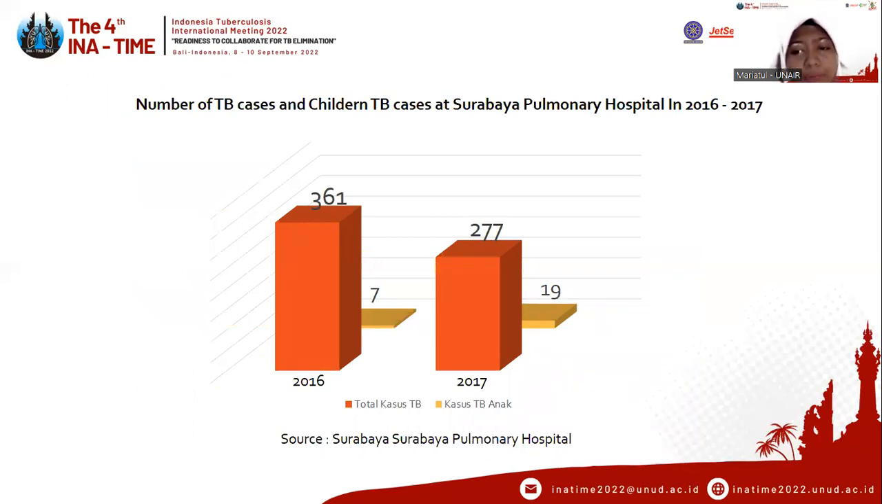As shown on the graphic, children TB cases are increasing in number and percentage. In 2016, there were only 7 children TB cases from a total of 361 TB cases, but in 2017, children TB cases increased to 19 cases from 277 total TB cases. Also, the graphic shows that children TB cases at Surabaya Pulmonary Hospital in 2017 increased by 4.9%. Exposure and infection are the main factors of tuberculosis transmission, especially in children.